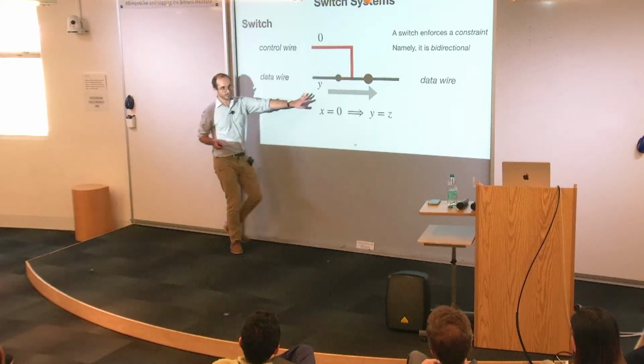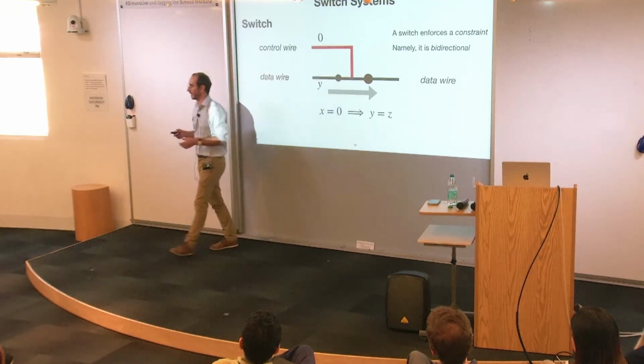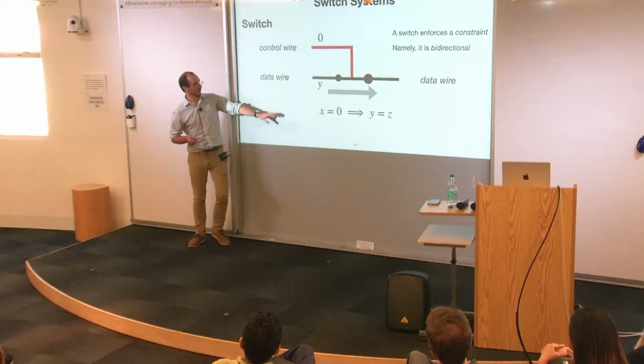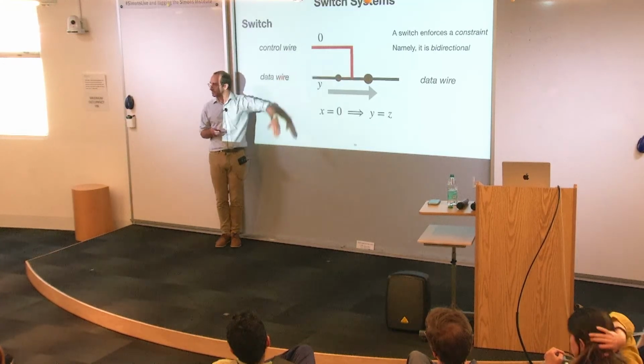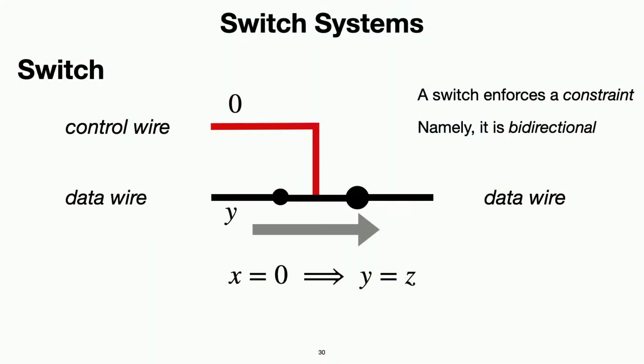Yes, and again, just to emphasize, this is naturally bidirectional, meaning that, suppose you're the one that's solving the system of constraints and you learn what y is. If this switch closes, then now you know what z is. And vice versa. If you're solving the system of constraints and you learn what z is, then now you know what y is. Okay?